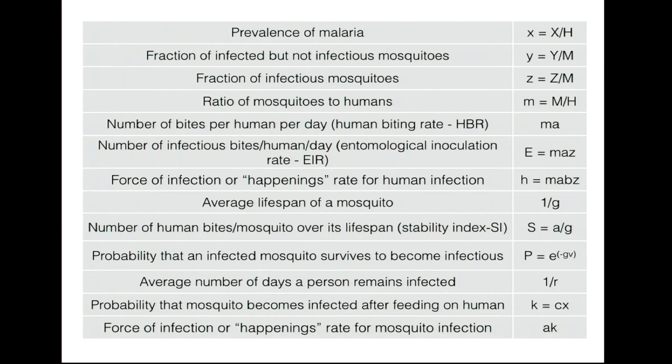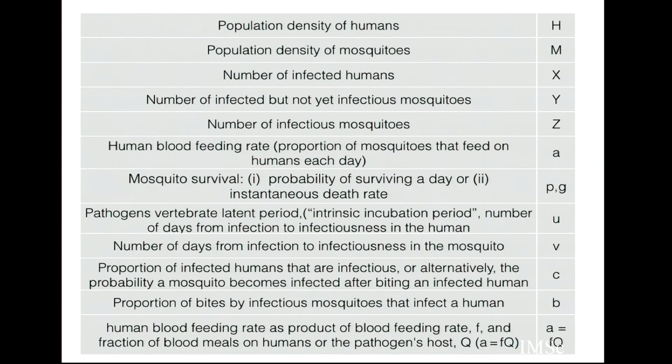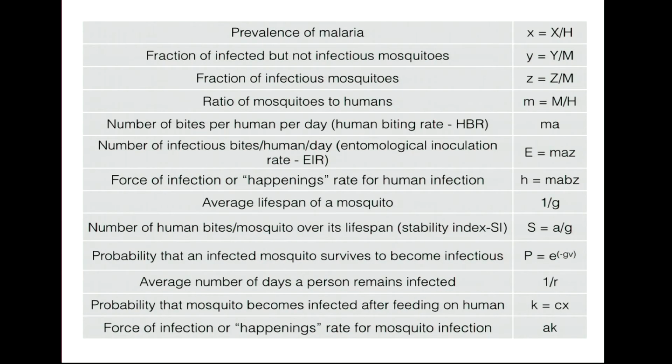You can also scale them in sensible ways. The prevalence of malaria is the number of infected people divided by the total population here. The fraction of infected but not infectious mosquitoes is Y divided by M. Infectious mosquitoes is the quantity Z divided by M, where all of these quantities were defined in the earlier slide. So Z was the number of infectious mosquitoes, M was the population density of mosquitoes. So dividing Z by M tells you the fraction of infected mosquitoes.